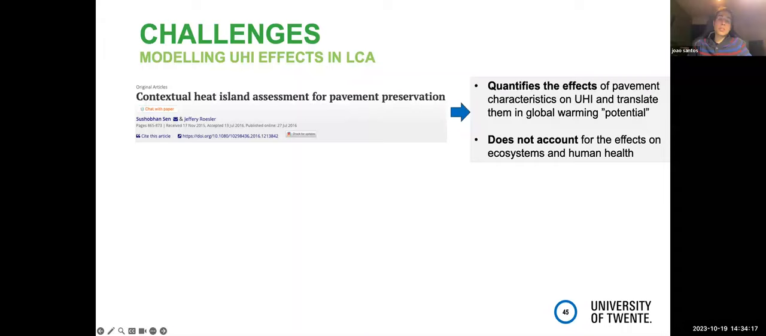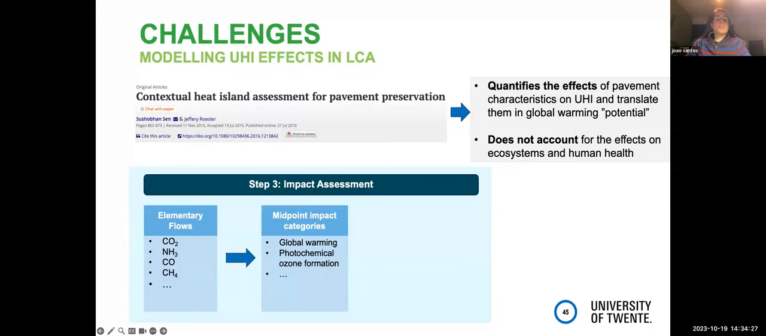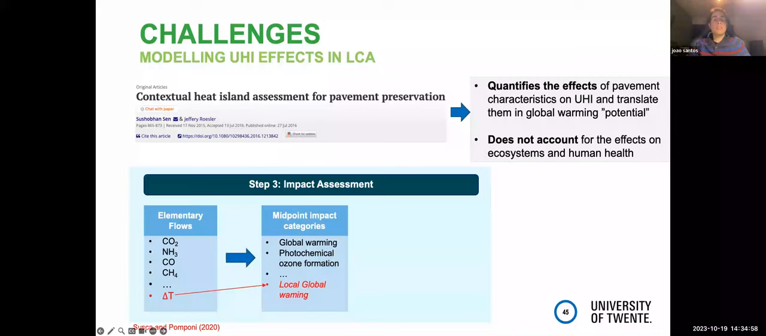There is some quite recent work that is ongoing. What they did was come up with a new elementary flow, which is this delta T, or delta temperature, that is used to characterize or to represent the urban heat island. This is a completely different flow because commonly we have only airborne and solid particles and energy, but not in this sense.